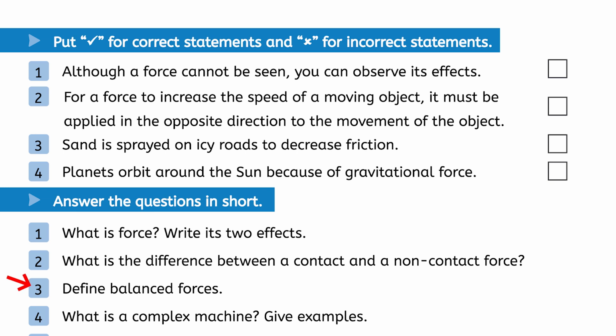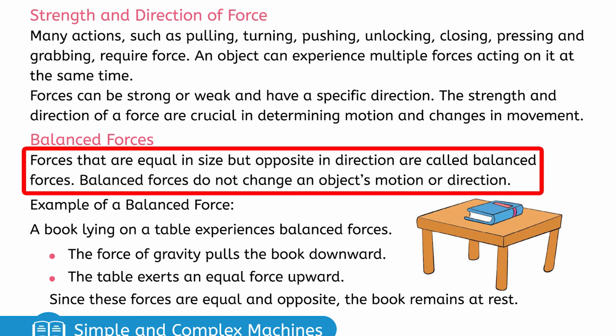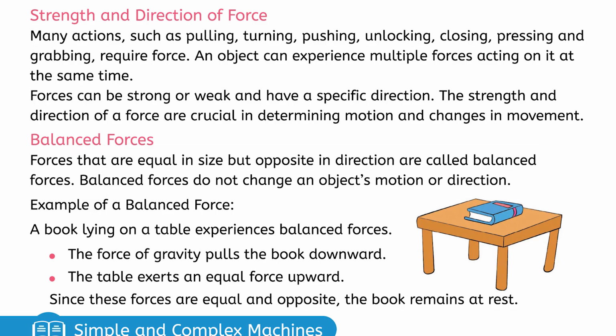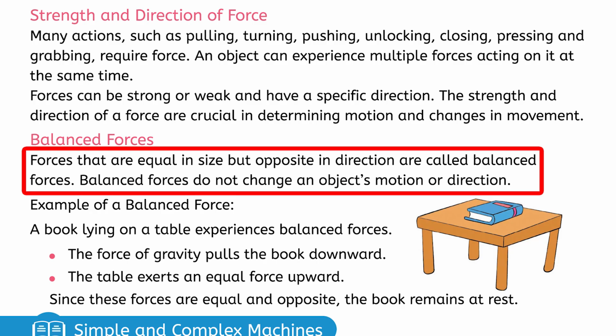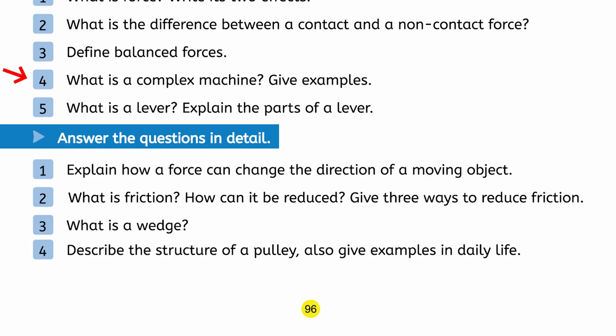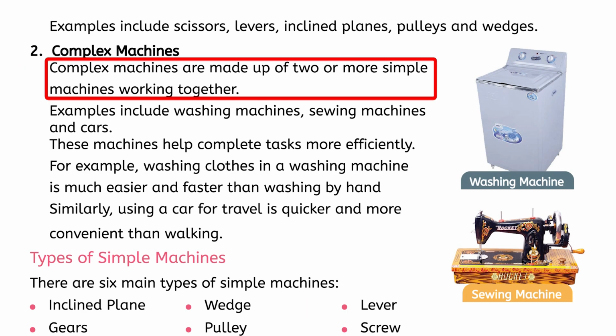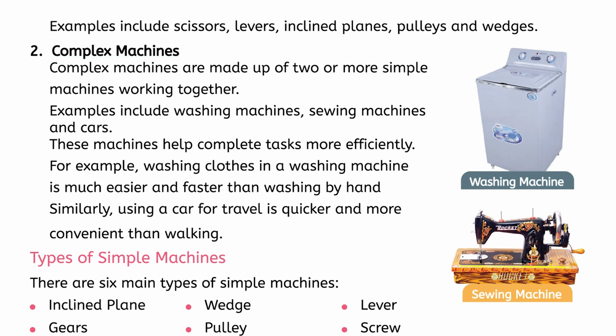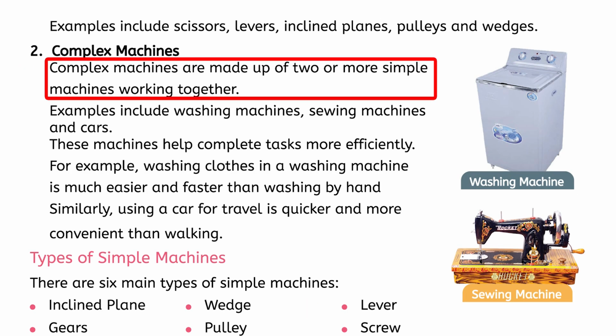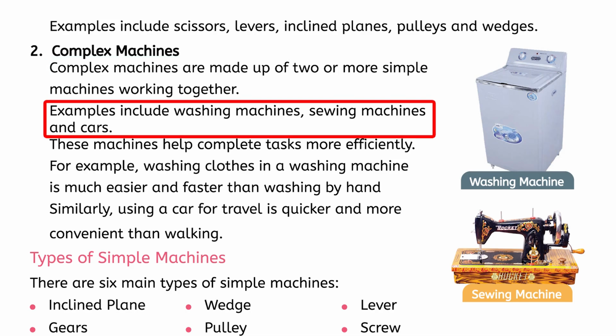Question number 3. Define balanced forces. And the answer is, forces that are equal in size but opposite in direction are called balanced forces. Balanced forces do not change an object's motion or direction. Question number 4. What is a complex machine? Give examples. And the answer is, complex machines are made up of two or more simple machines working together. Examples include washing machines, sewing machines, and cars.